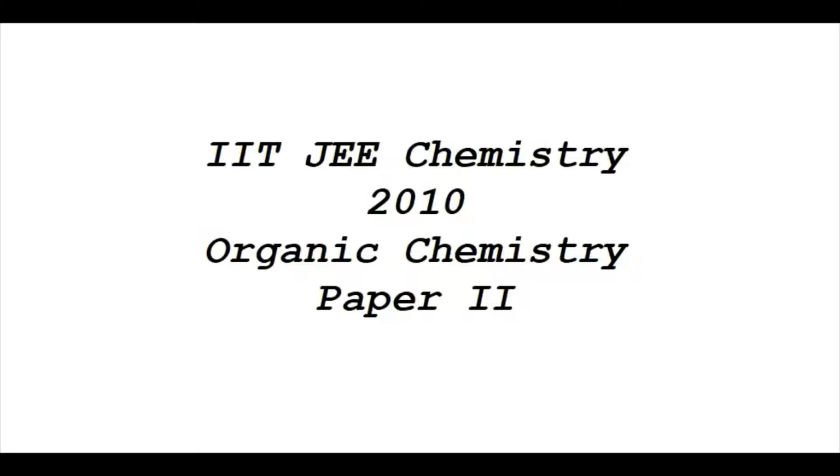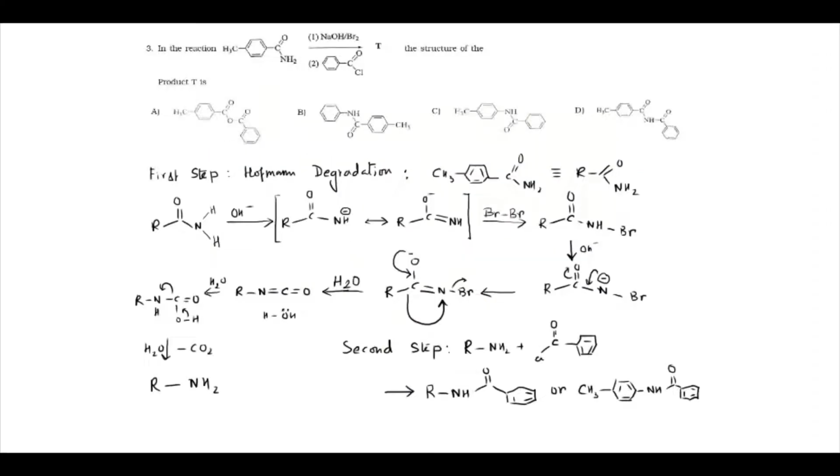Hi everyone. In this video I will discuss the questions and answers of organic chemistry that came in paper 2 of IIT JEE examination 2010. In our first problem, a reaction scheme is given where we have a starting material, an amide.